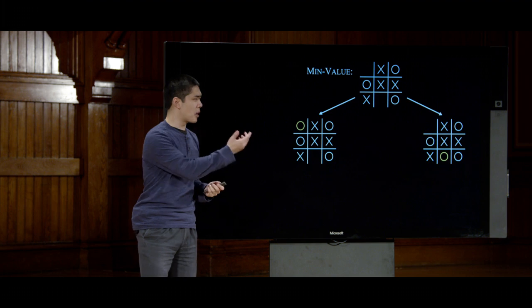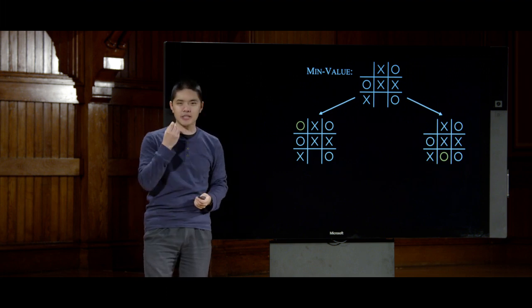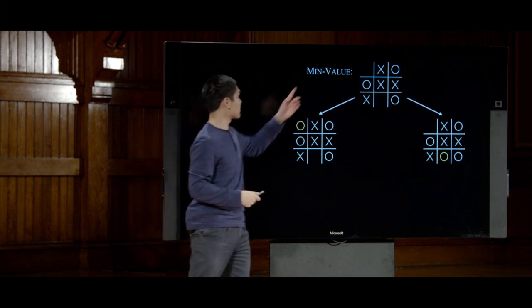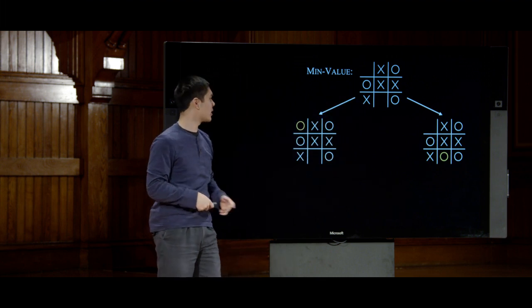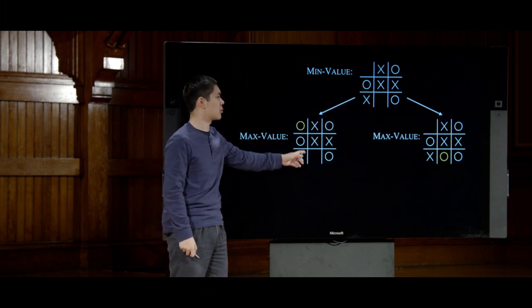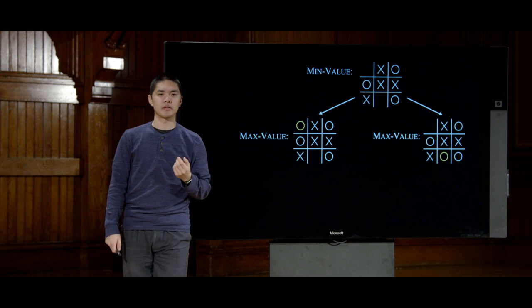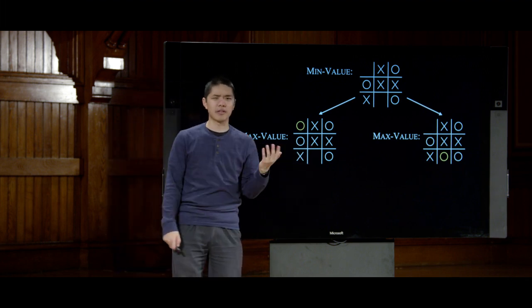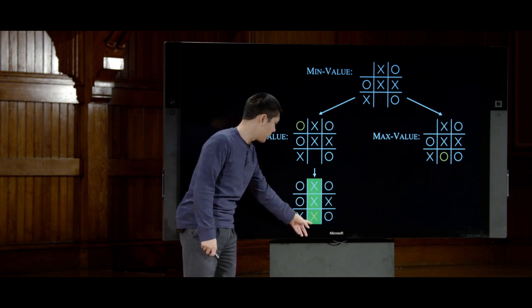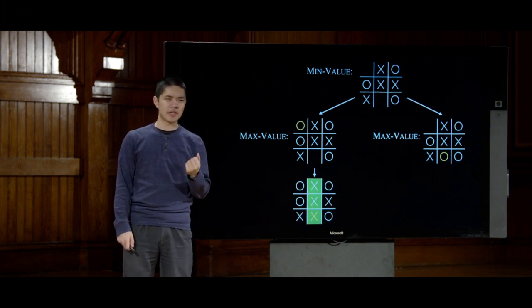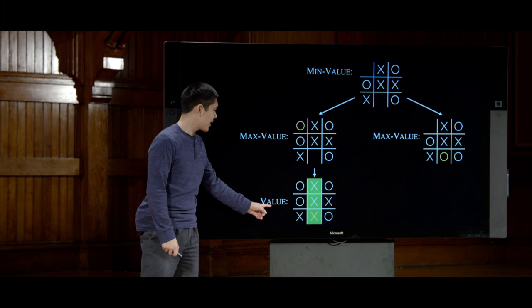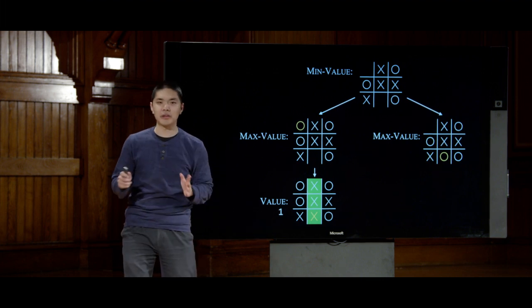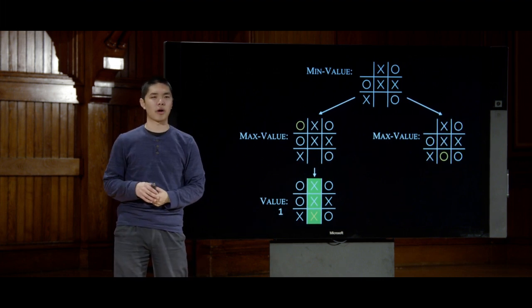Well, the other player, my opponent, the X player, is trying to maximize the score, whereas I am trying to minimize the score as the O player. So X is trying to find the maximum possible value that they can get. And so what's going to happen? Well, from this board position, X only has one choice. X is going to play here, and they're going to get 3 in a row. And we know that that board, X winning, has a value of 1.